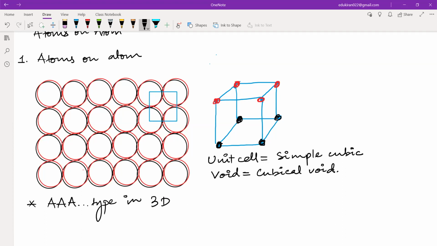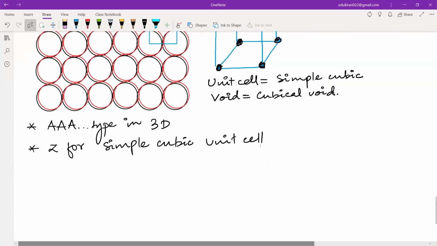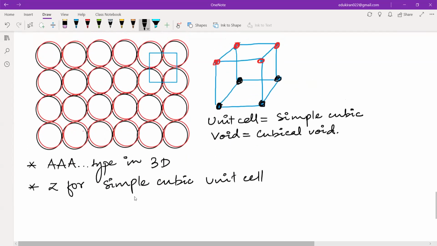Now, we will calculate the Z for the simple cubic unit cell. Now you tell me, you have to look at this particular unit cell and tell me how many types of atoms are there in terms of their position. Where are all the atoms present? All the atoms are present in corners. Very good. All atoms are in corner.